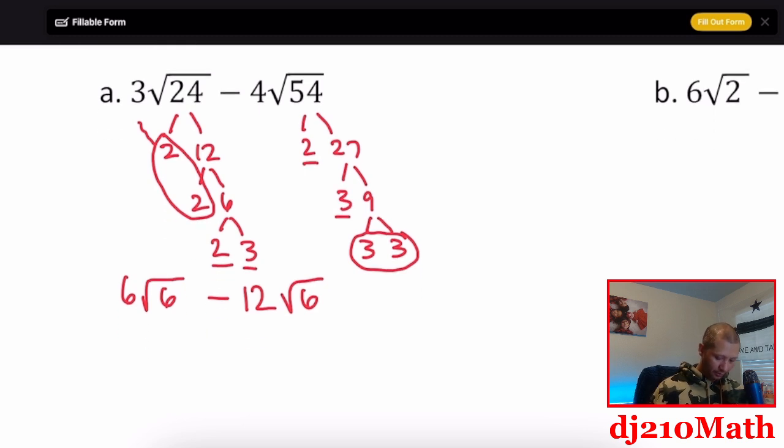So here, they do match. So we can combine these. 6 minus 12. 6 minus 12 is negative 6 root 6. Right? Treat it like a label. All it is just a label at this point. Right? 6 root 6 minus 12 root 6 is negative 6 root 6.